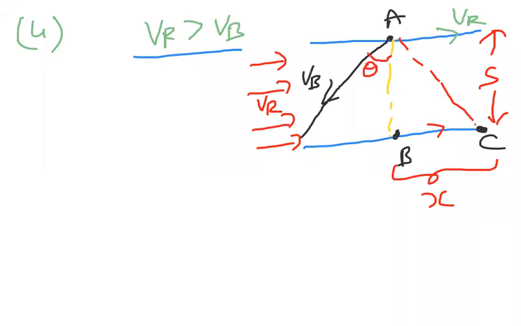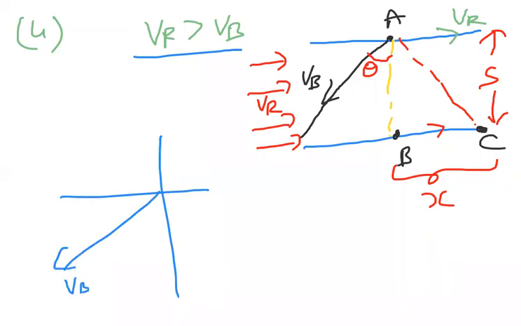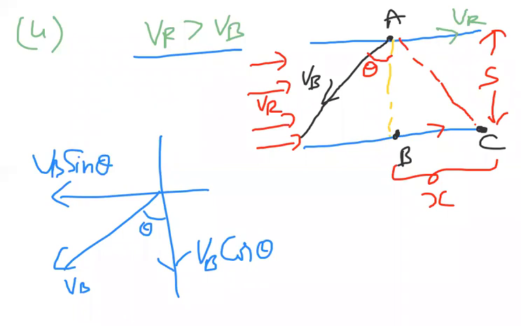Now I know resolving a vector into components. If a vector is like this, VB, and this angle is theta, if I resolve into components, I can write this as VB cos theta and VB sin theta. So in this direction VB cos theta, in this direction VB sin theta. That is resolving of a vector into components.